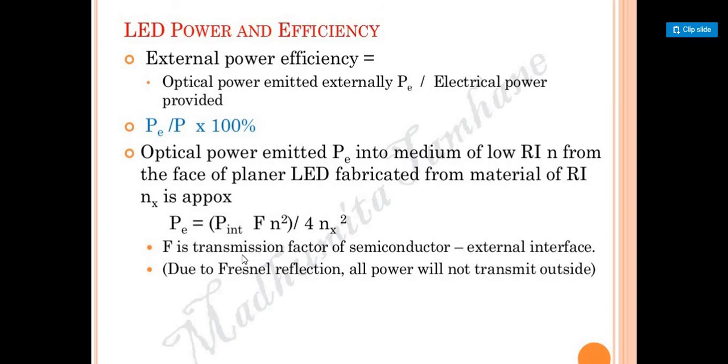We are taking a normal LED that is fabricated from a material of refractive index n_x. The emitted part has refractive index n, and the other part we fabricate using another material, with refractive index n suffix small x, right? If you take both values into consideration, we can find P_E, which is the optical power emitted externally. So P_E is equal to P_in F n squared by 4 n_x squared. We can substitute this way and find the LED power.